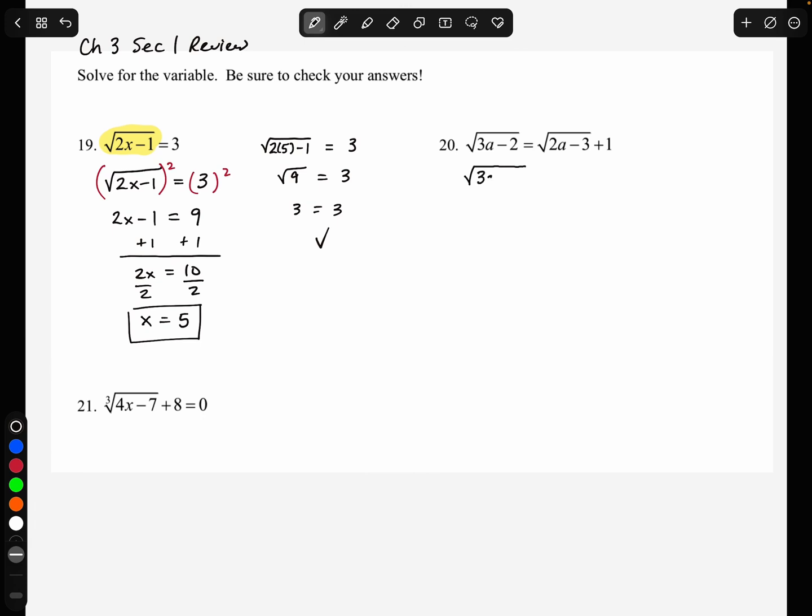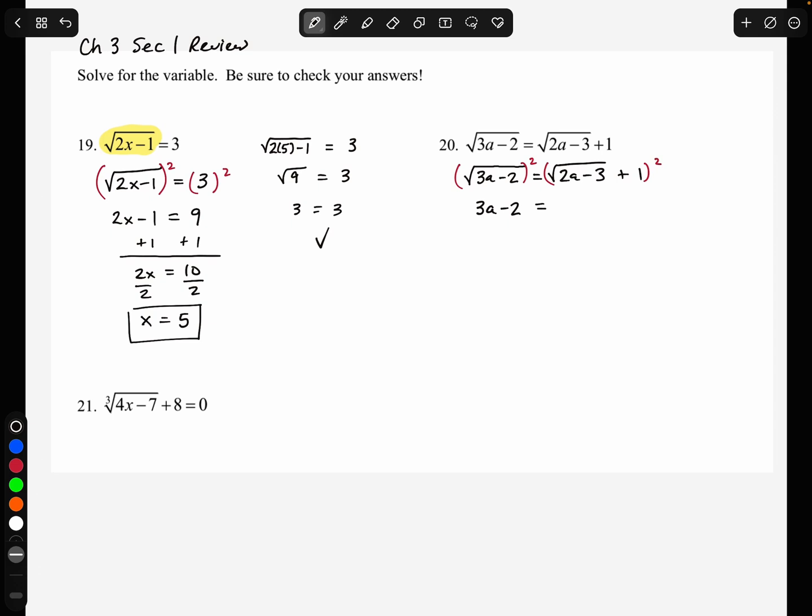Forewarning, this problem takes a little bit more effort. This is a much more challenging problem. We don't do a lot of these, but this one, I want to make sure we know how to do it. So I'm going to square this side, and I'm going to square this side. Now when we square the left side, the square root and the exponent will cancel each other out, leaving us with what's inside. So it would have been 3a minus 2.